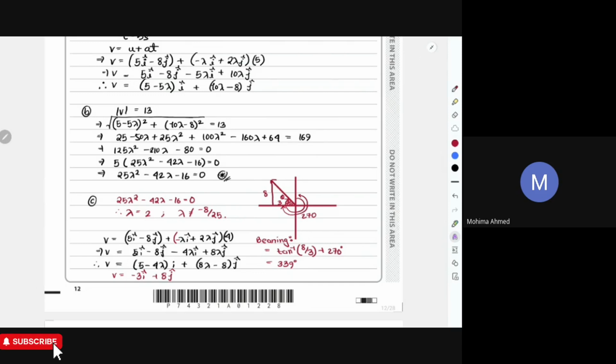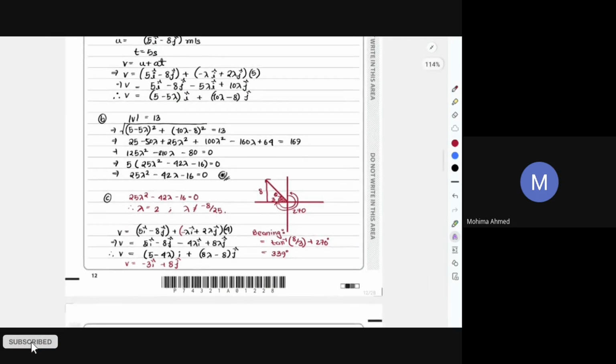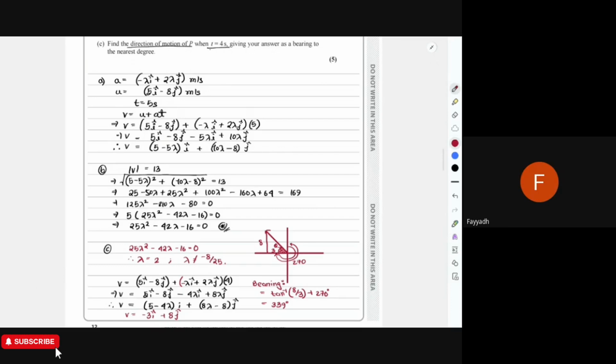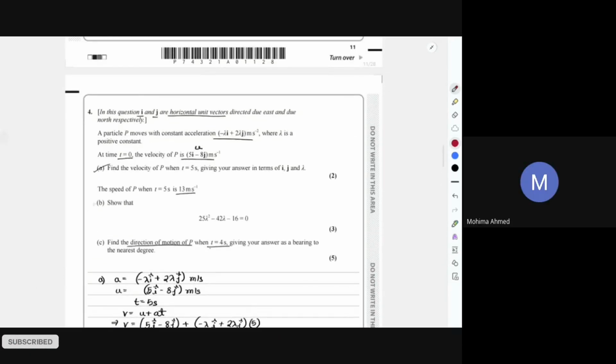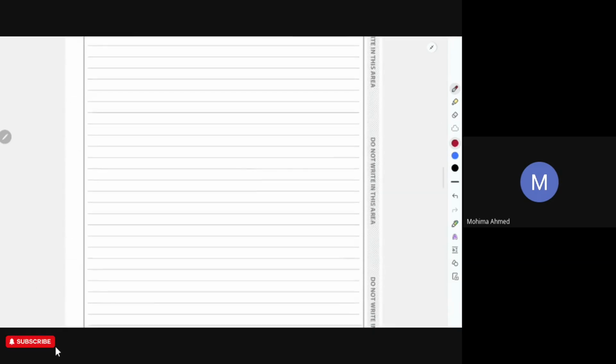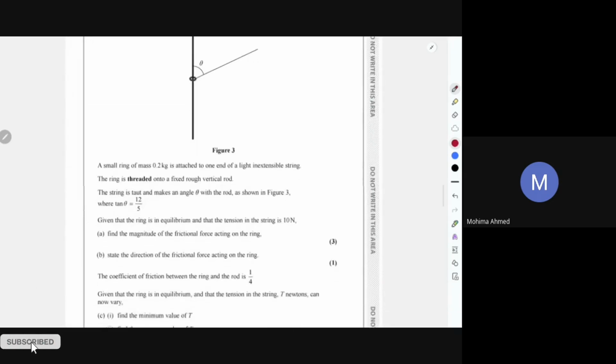Any problem from this question 4? No, miss. Okay, so we are done with question 4 also. I think today we can finish up to 5. Let's move to 5.